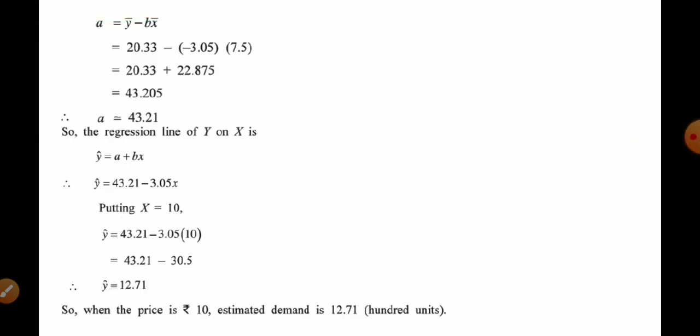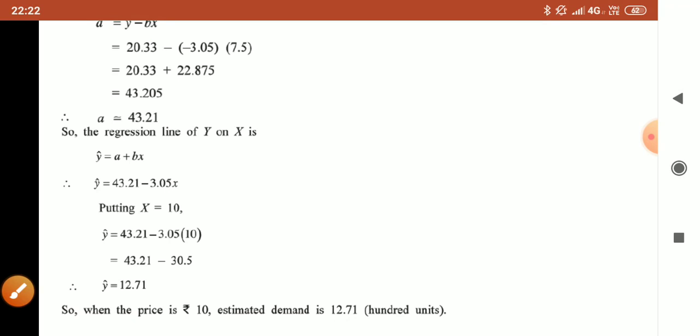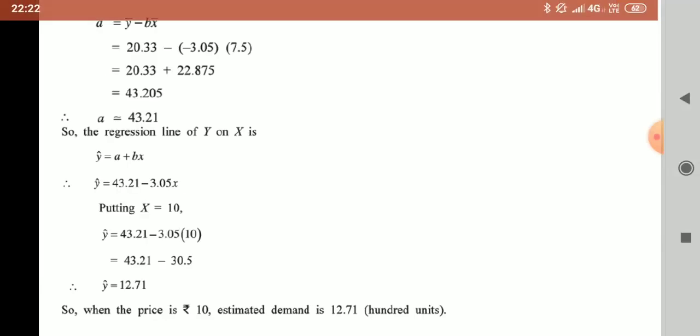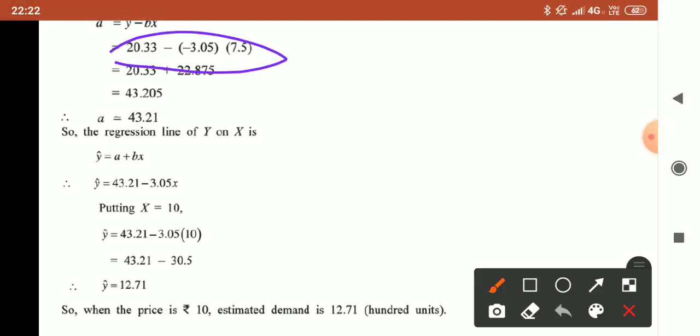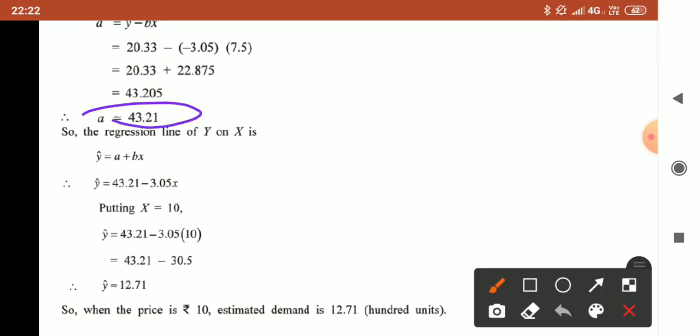After that, the next step is to find a. A is the intercept. A equals y bar minus b x bar. So we will substitute the values of b and x bar, y bar minus b times x bar. After that I'll get the answer 43.21. You can see here, by adding, I'll get the answer 43.21.